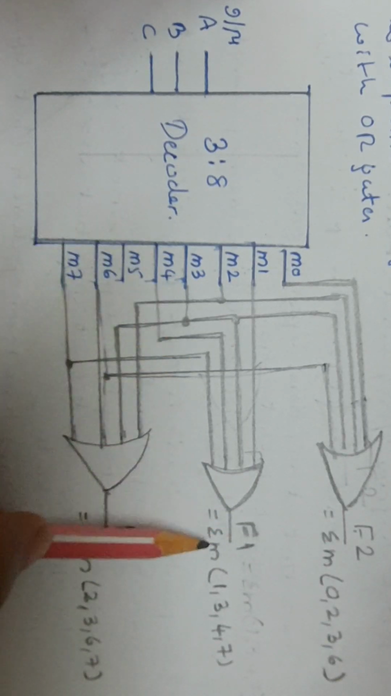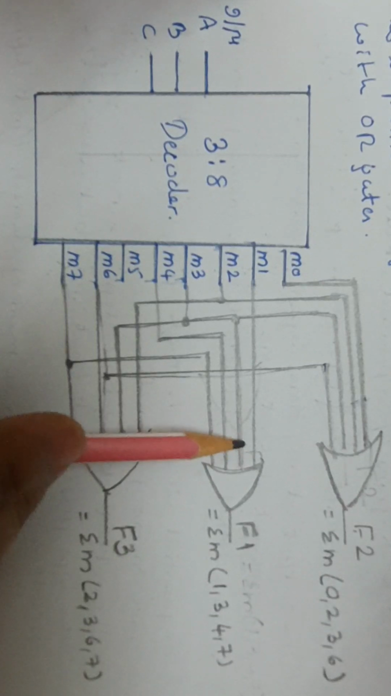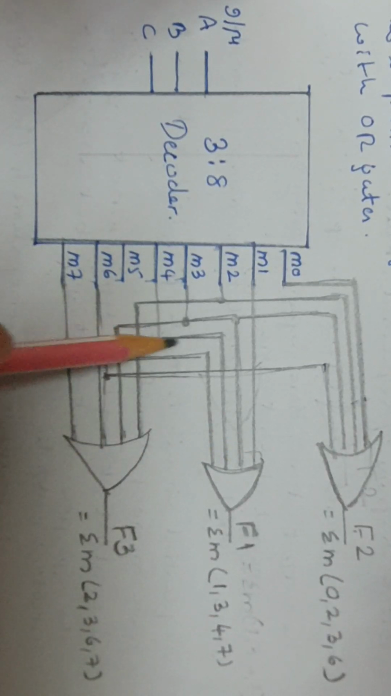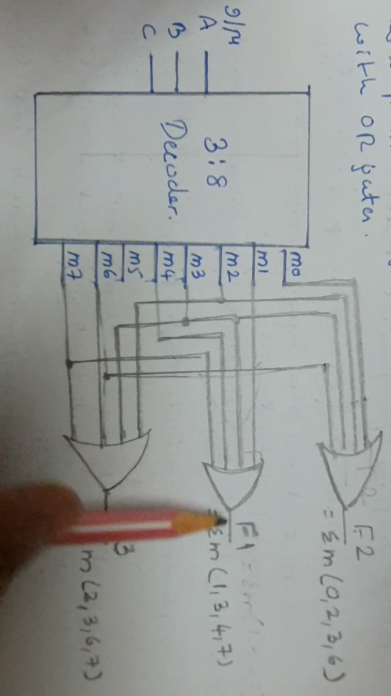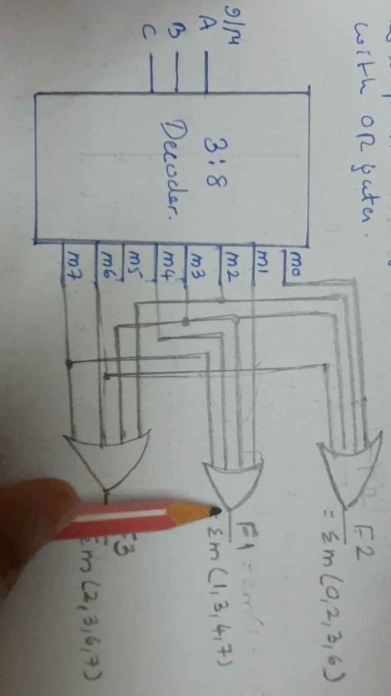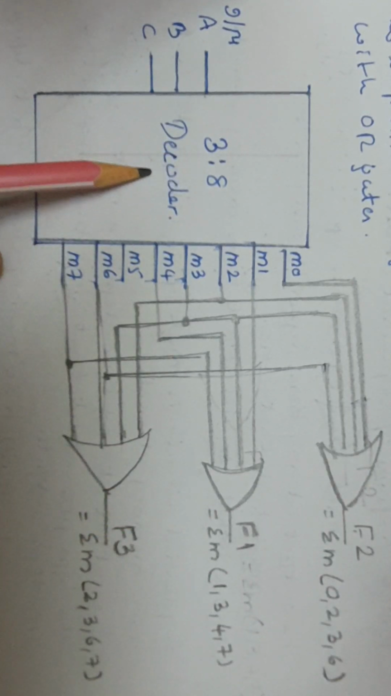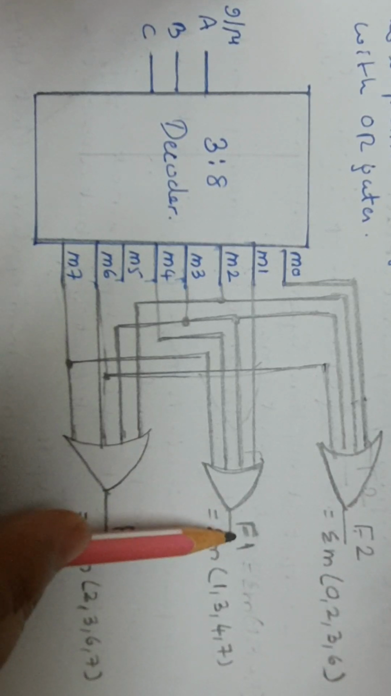That is why only those minterms are taken; either for M1 or M3 or M4 or M7, the output will be true here. So, they are logically ORed. This is how using a 3:8 decoder and 1 OR gate, the F1 function is implemented.